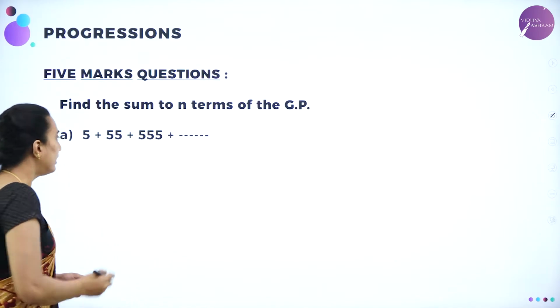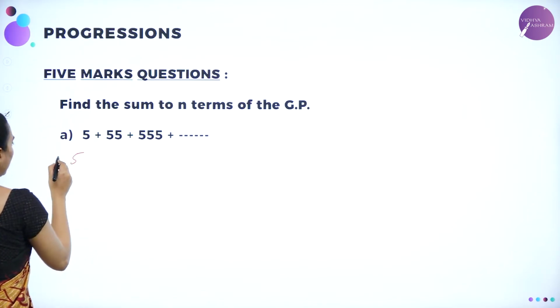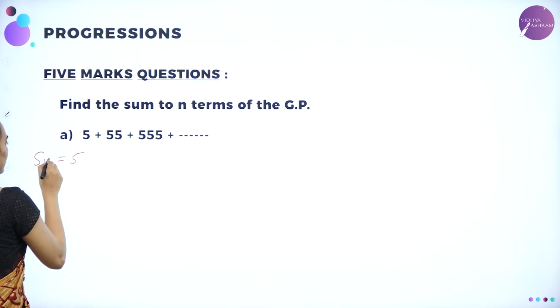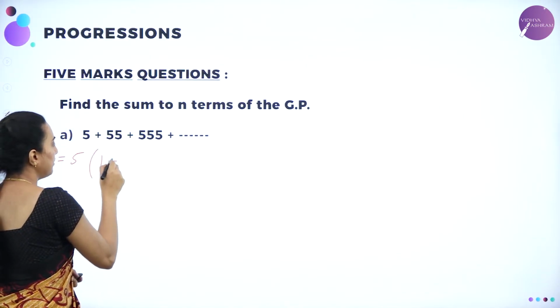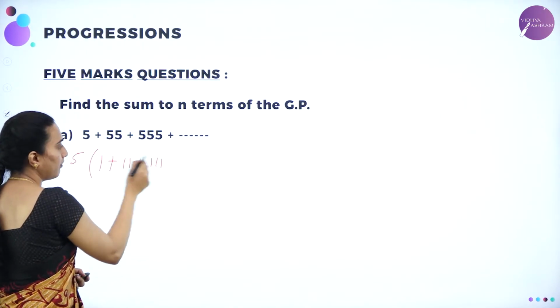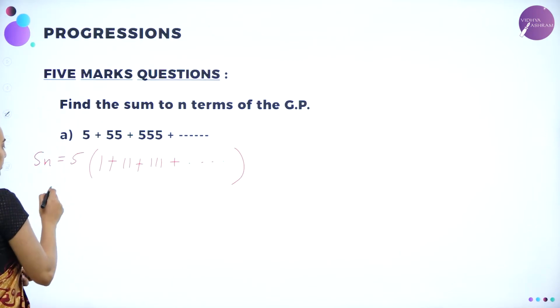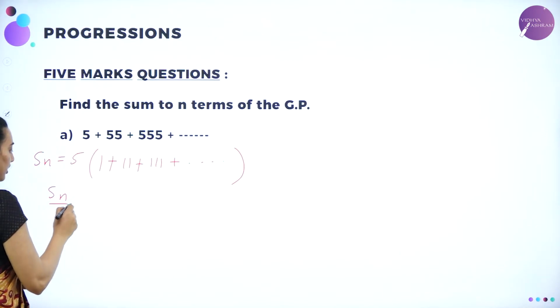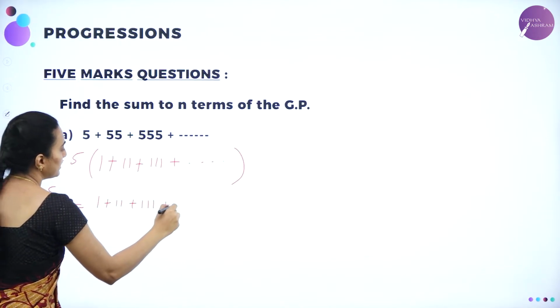So therefore, by taking 5 common, Sn, which is nothing but the given sum to n terms, equals 5 into, if you take 5 common, 1 is remaining, here 11, plus here 111, and so on. It will move on. Now you can take this 5 to this side: Sn divided by 5 implies 1 plus 11 plus 111 plus etc.